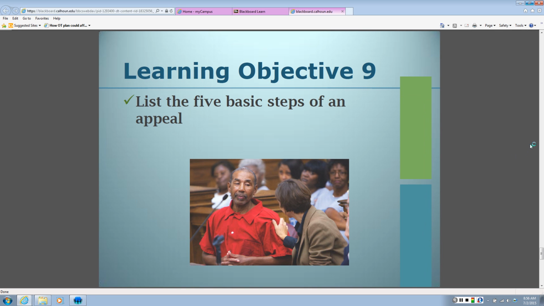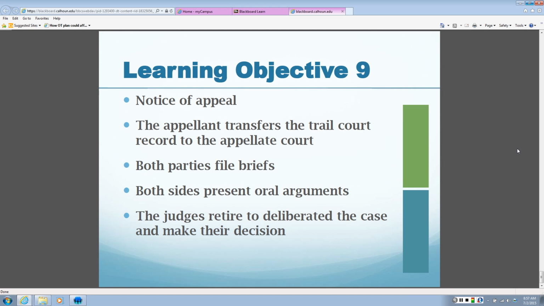And then this last learning objective goes into the 5 basic steps of an appeal. Just understand that the appeal is not based on the facts of the case. It is only based on errors committed at trial, and were those errors sufficiently severe that if they had not happened, the jury would have likely reached a different verdict. It's up to typically an appellate court judge to look at the documentation that's been provided to make a decision whether that appeal should be granted or not.